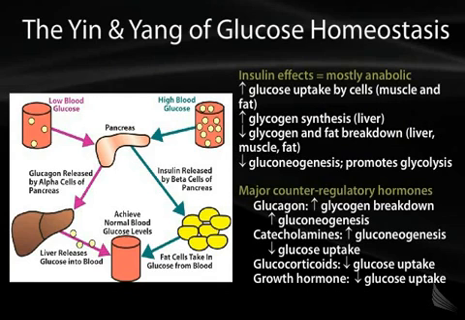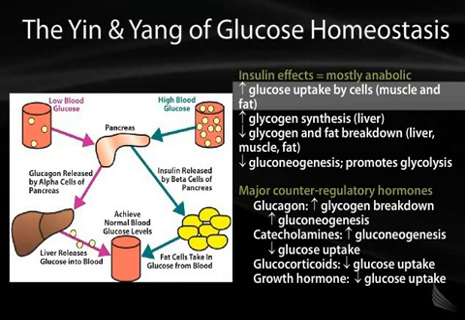So how is glucose exactly lowered? So we said that insulin is released, and what does insulin do to lower the glucose? So there is the yin and yang effect in the body that maintains blood glucose levels in a very optimal range. So the insulin effects are mostly anabolic.